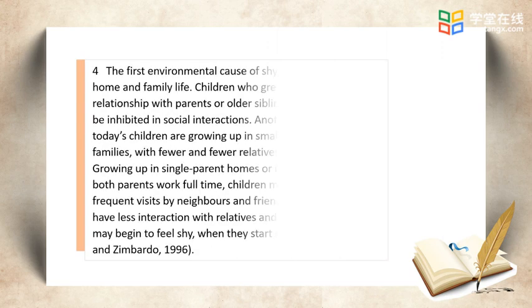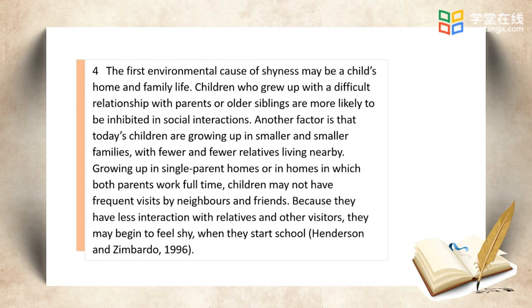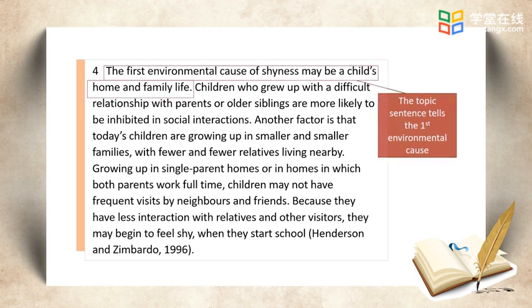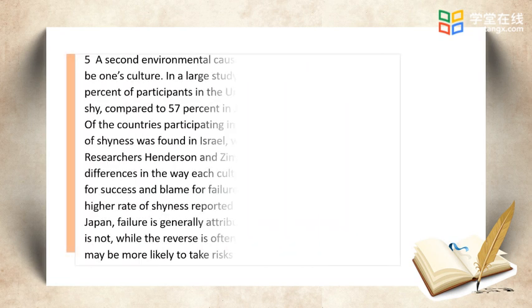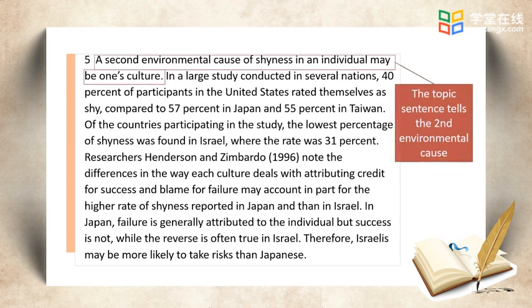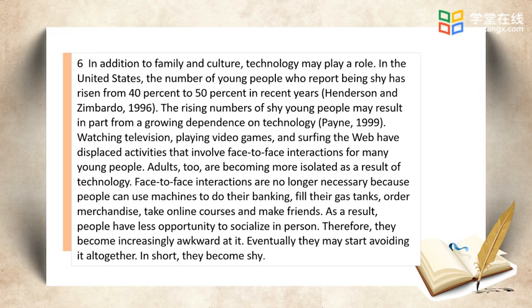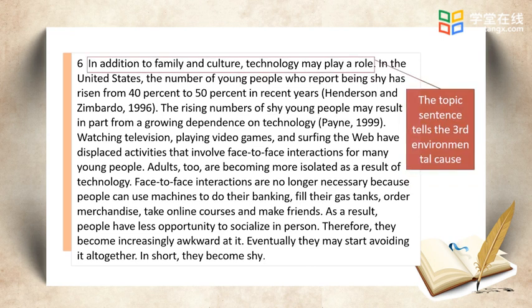Now, let's go back to question 4, the number of causes. The topic sentence in paragraph 4 tells us the first environmental cause, a child's home and family life. Paragraph 5 also clearly points out the cause in the topic sentence, culture, as a second environmental cause. Once again, another environmental cause is given in the topic sentence in paragraph 6, technology. So far, how many causes have we found? 1 biological cause and 3 environmental causes, 4 in total.